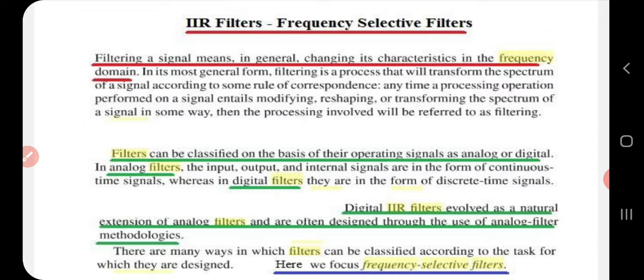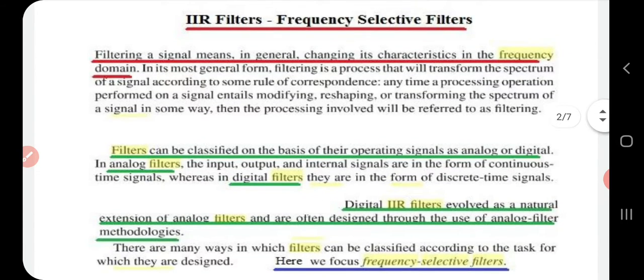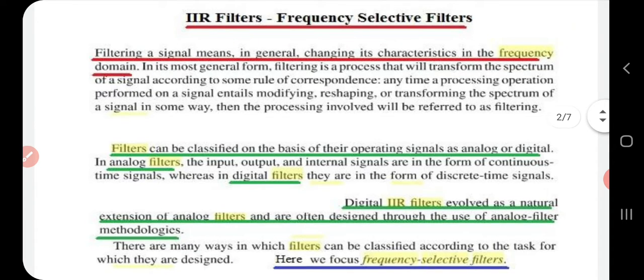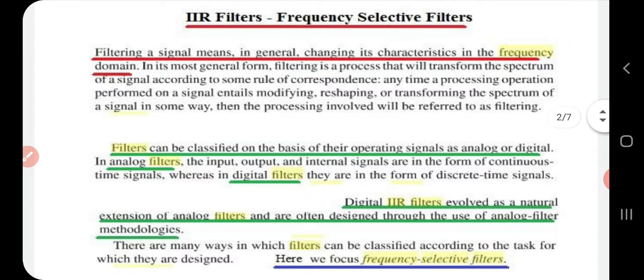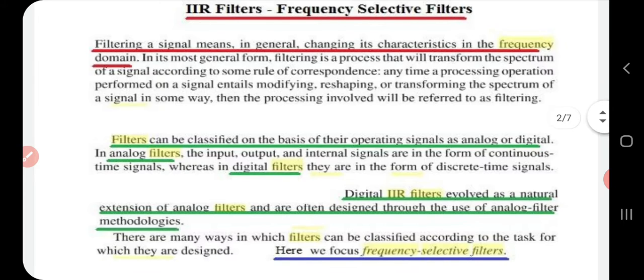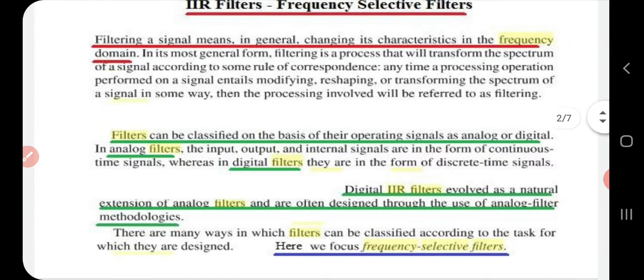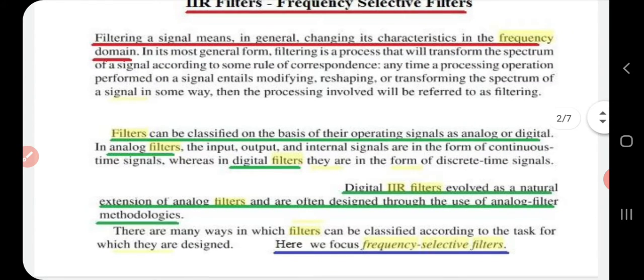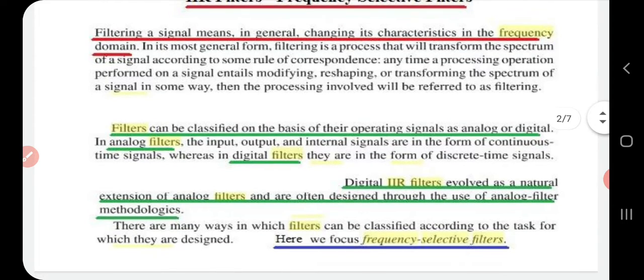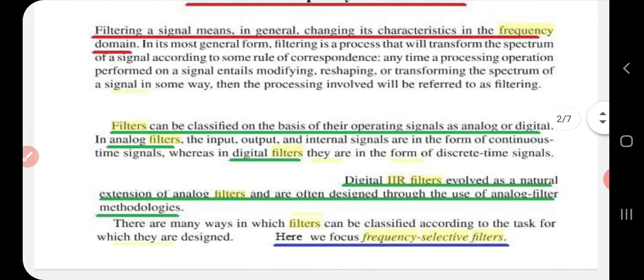Filtering a signal is nothing but changing the characteristics of the signal in the frequency domain. Generally speaking, filtering is a process that converts the spectrum of a signal according to a certain rule of correspondence. Anytime a processing operation performed on a signal involves modifying, reshaping, or transforming the spectrum of the signal in one way or the other, then the processing involved will be referred to as filtering.